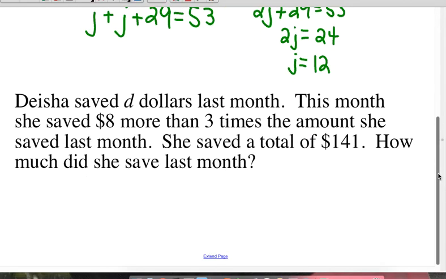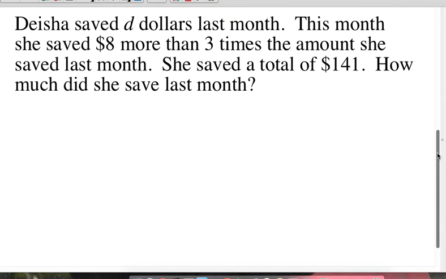Last problem. Okay, Daisha is saving dollars. She saved D dollars last month. That means we don't know how much, but last month it was D, some amount. This month, she saved $8 more than 3 times the amount she saved last month. Oh my gosh, I have to go back and read that again. This month, she saved $8 more than, that means adding, 3 times the amount she saved last month. The amount she saved last month was D.